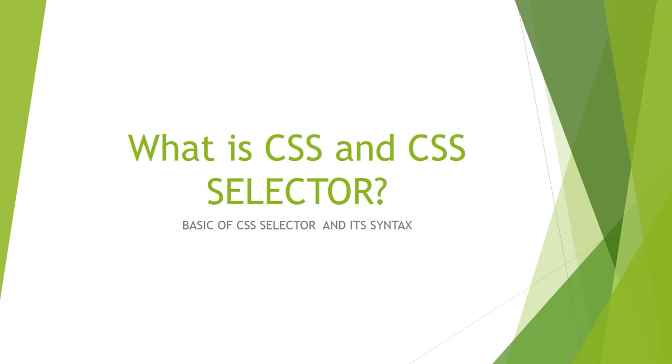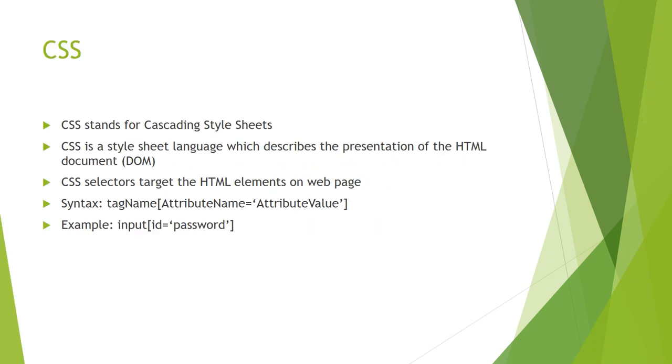So first, what is CSS and CSS Selectors? Let's go here. First, it is telling that CSS stands for Cascading Style Sheet. So CSS is a style sheet language which describes the presentation of an HTML document, meaning the DOM. Later on, you will understand exactly what DOM, Document Object Model, is. It is an HTML file.